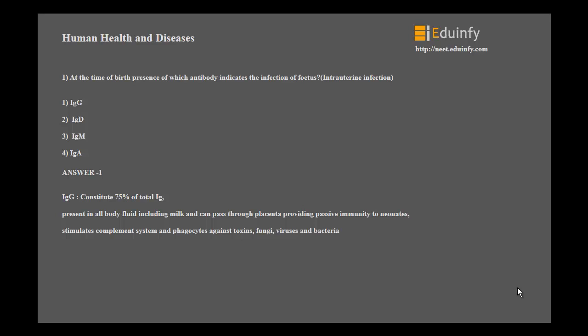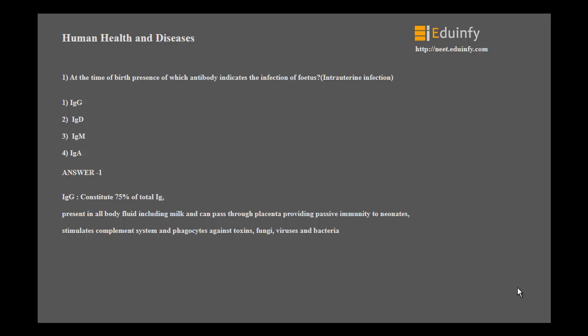IgA are the secretory immunoglobulins. These are present in body secretions, colostrum and mother's milk. IgD, this is present in serum tissue. It is effective against toxins and allergens. It activates the B cells.